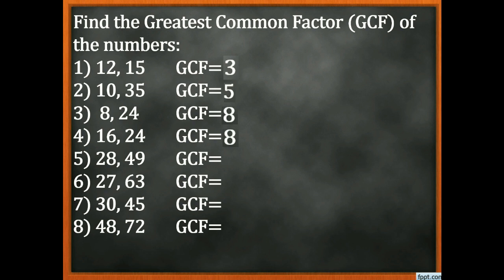Number 5. The GCF of 28 and 49 is 7. Number 6. The GCF of 27 and 63 is 9. Number 7. The GCF of 30 and 45 is 15. And lastly, the GCF of 48 and 72 is 24.